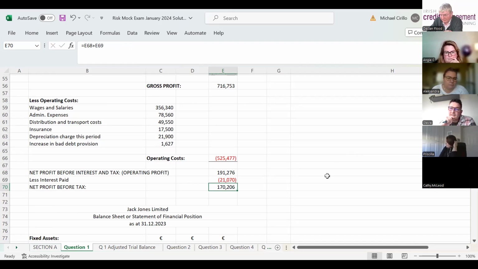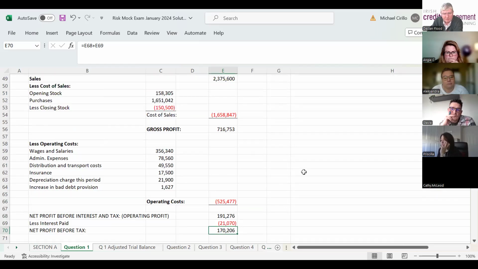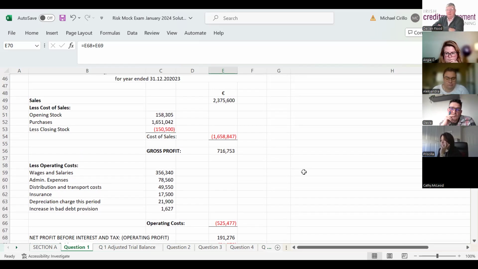So now you can see, from the jumble of figures that was the P&L account, it's starting to make sense to us. We can see what they sold, what they bought, what their expenses are, and that this business made a profit of 170 grand. So all of a sudden we're happier now that we have a better figure. Brilliant. That's part B of question one done, and you're heading for a pass mark even before you start your balance sheet.